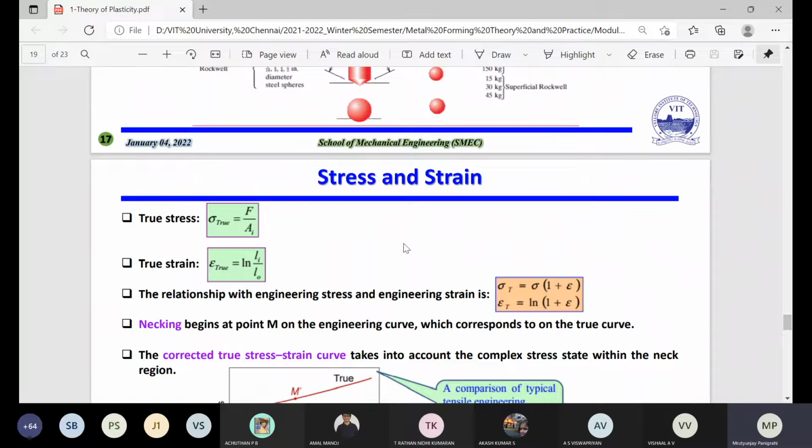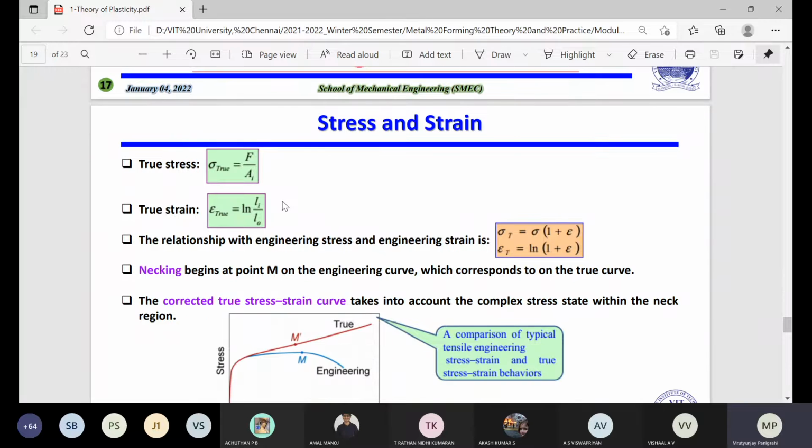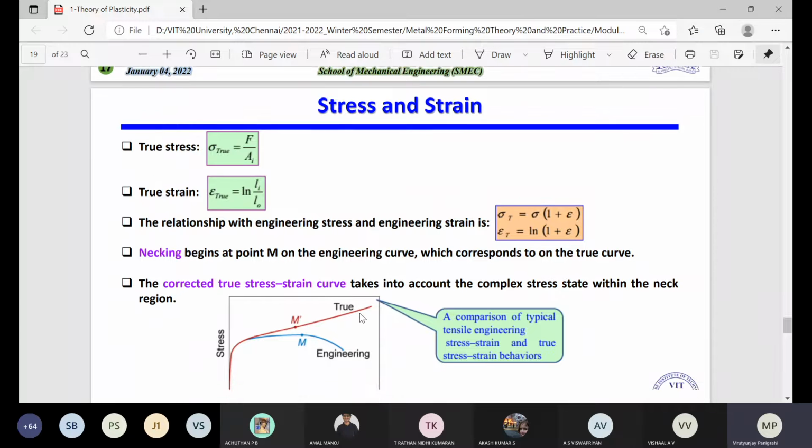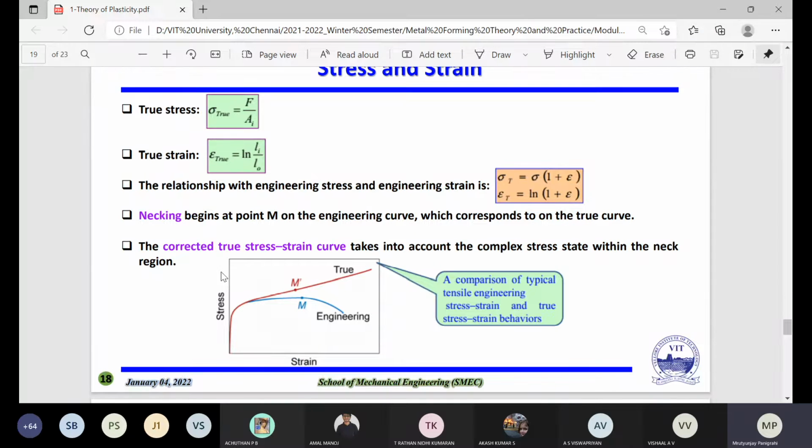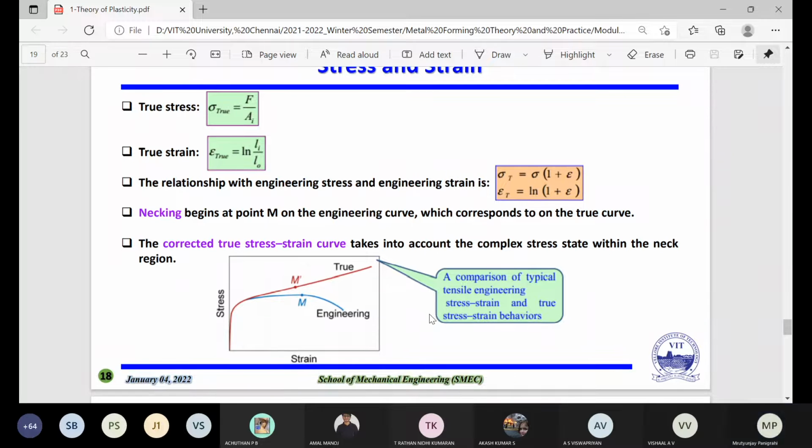Then the stress and strain: what is true stress, what is true strain, and what is the basic relationship with engineering stress and engineering strain. This graph I have already discussed, about stress and strain. Here you are finding the fracture, and what is the true stress-strain diagram and what is the engineering stress-strain diagram. These we have already discussed.